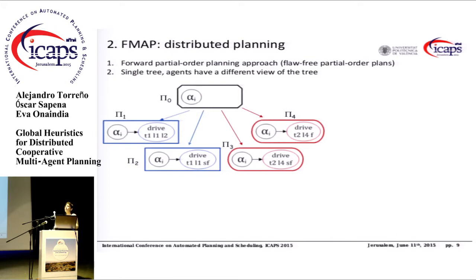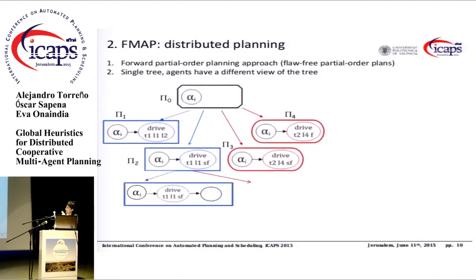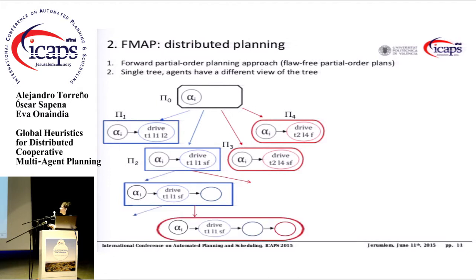Nodes are flaw-free partial order plans, and we keep only a single tree, but agents have different views of the tree. So here you have the first expansion of the tree, where the blue agent generates two nodes, which correspond to two actions that are supported with the information of the root node, and equivalently for the red agent. We continue expansion, assuming we pick plan P2 for expansion, because the agents continue expanding the plan, and then we end up with nodes like this one here at the bottom, where this plan is contributed by several agents.